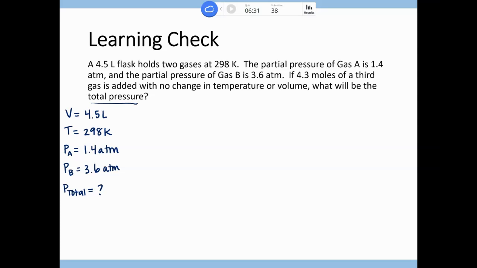But we're adding a third gas. But we don't know the pressure of that gas. We only know moles. So we know moles of gas, we'll say this is gas C. So moles of gas C is 4.3 moles. We're looking for total pressure, which would be the pressure of gas A plus the pressure of gas B plus the pressure of gas C. So let's write that out. PA plus PB plus PC.